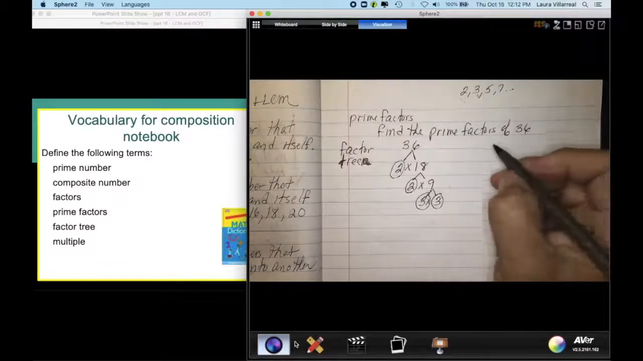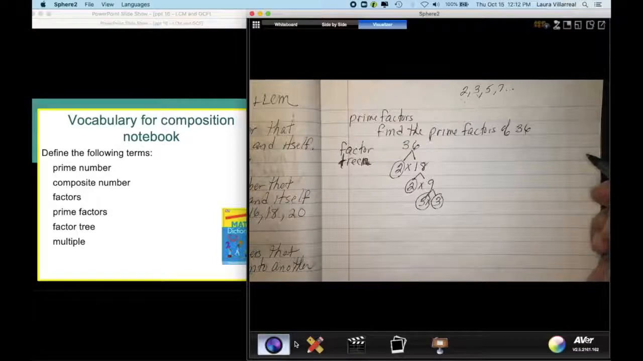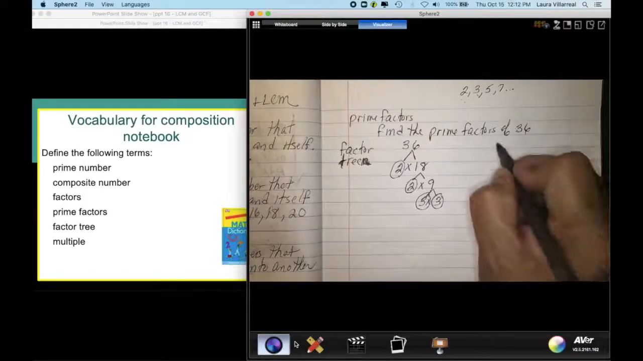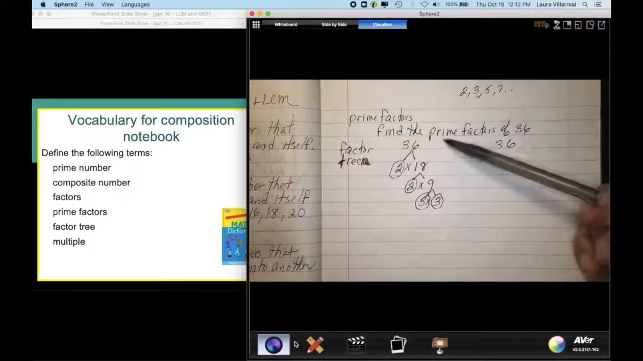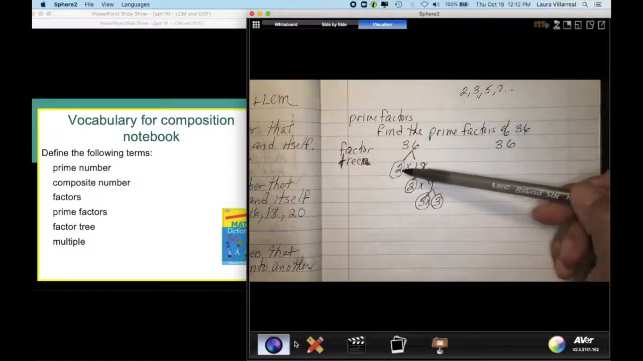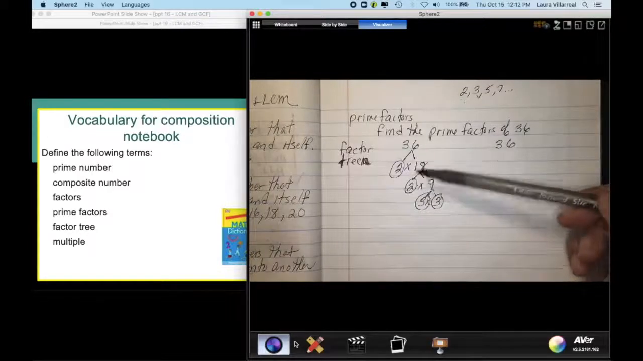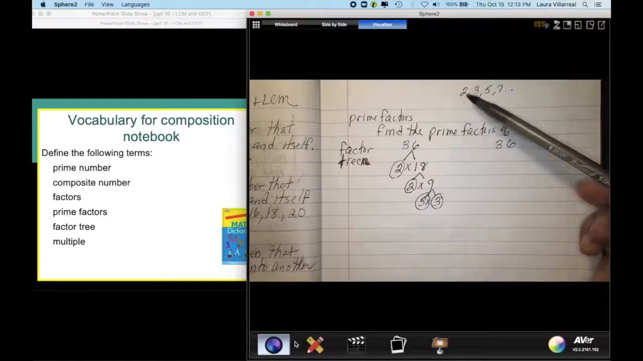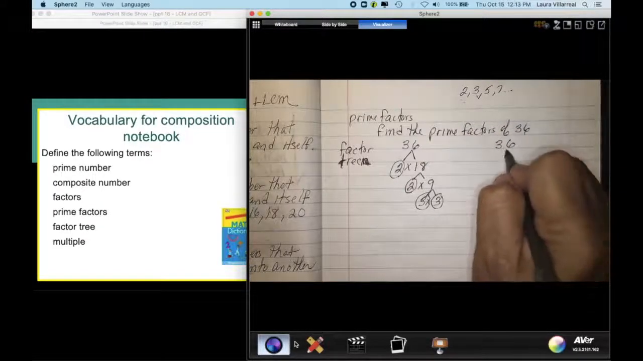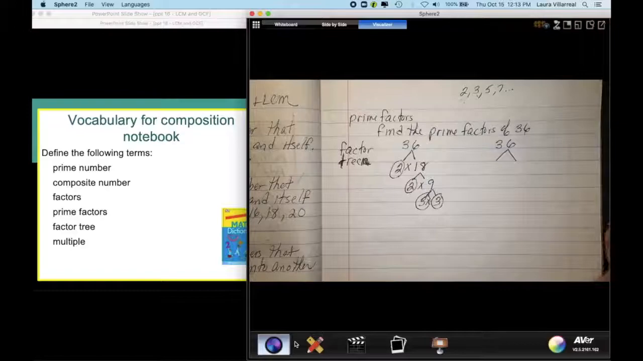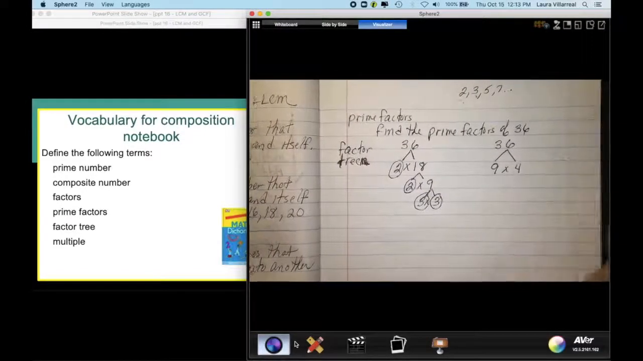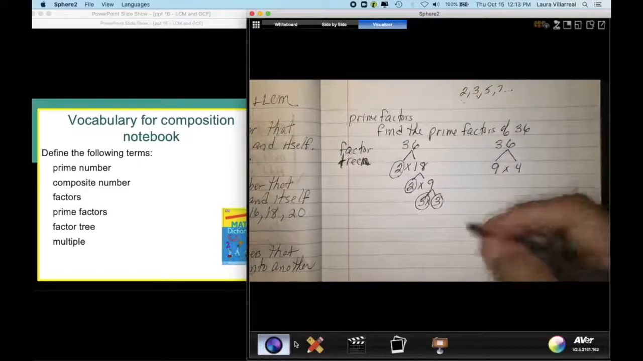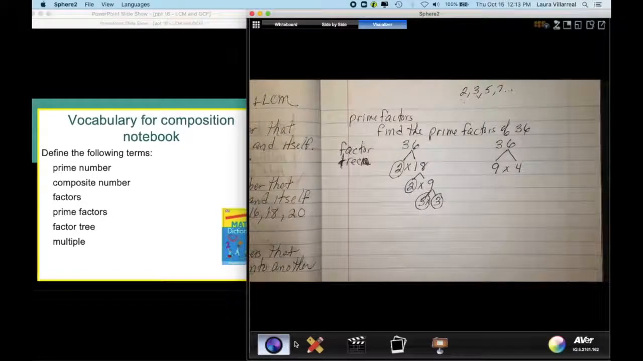Once I have all my primes, then I'm done. Now, when you do the prime factors of 36, we as teachers try to be organized and we start with a simple pattern. My pattern, I tell my students, is always start with 2 or 3. Now, if I were to break that pattern and let's say 9 times 4 is 36, that would still work. Our tree would look different, but our final answer would be the same.